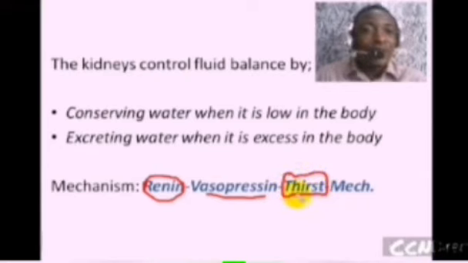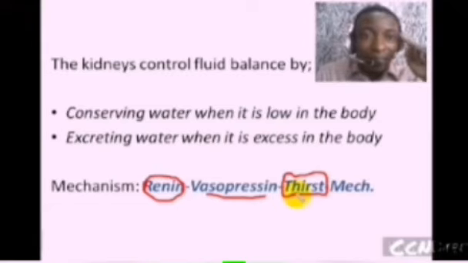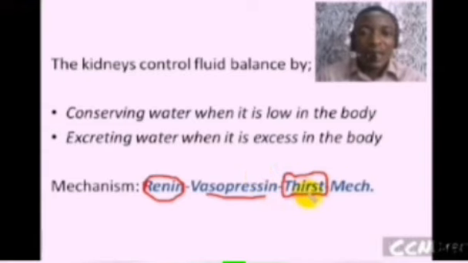The thirst center is located in the brain. When you lack water, the thirst center is stimulated, causing you to drink more water. By taking in more fluid, the low water content in the body is reversed to normal. So the renin-vasopressin thirst mechanism is a mechanism the kidney uses to control fluid balance.